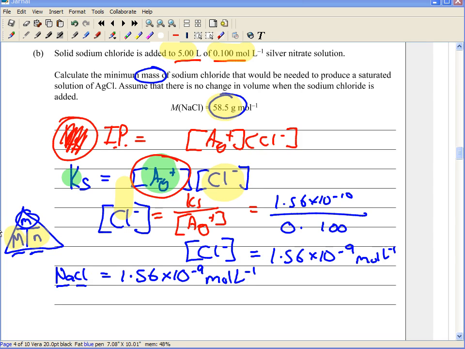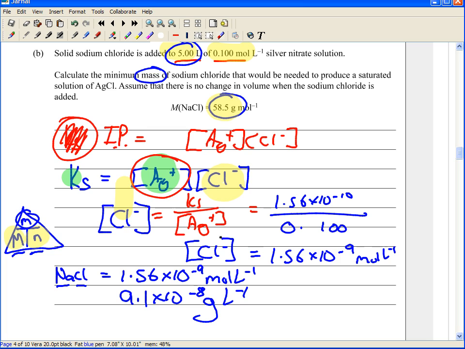the following mass. Okay, have I done it all right here? Just checking my answers. That's all good. Cool, yes it is right. Equals 9.1 times 10 to the negative 8 grams per litre. Now you probably think to yourself, hey, wait a minute though, you don't have just 1 litre, you've got 5 litres.